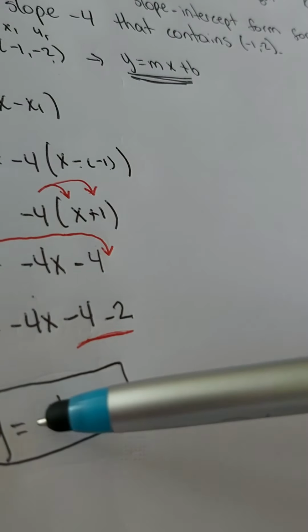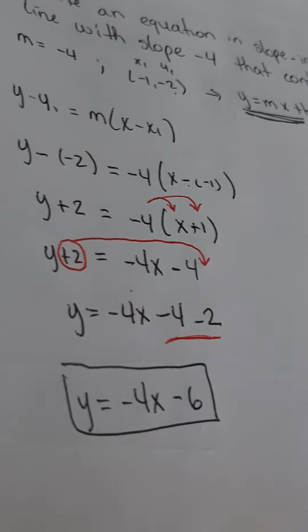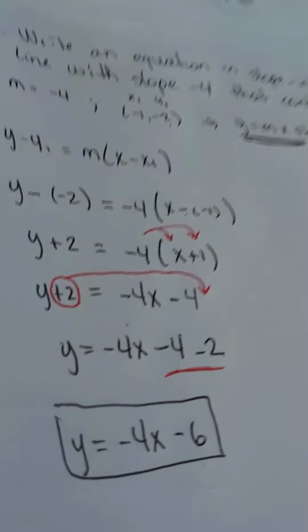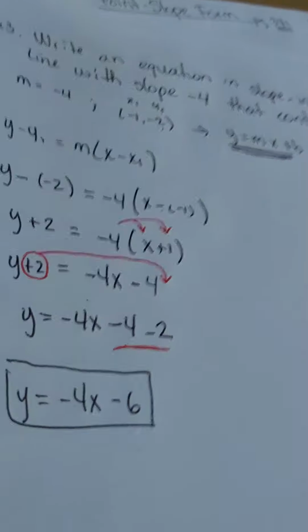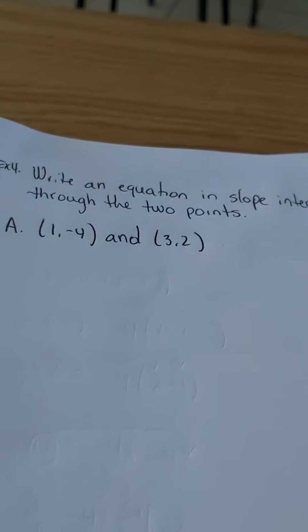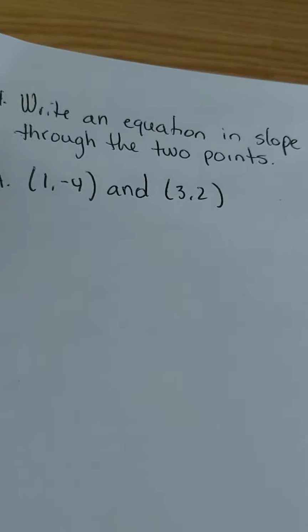Yeah? Y equals mx plus b. And that will be our final answer. Okay? So in example 3, we learn how to write an equation of a line in a slope-intercept form when we were given the slope and a point, right? So we started by using the point-slope form, and then we simplified and wrote our answer in a slope-intercept form.